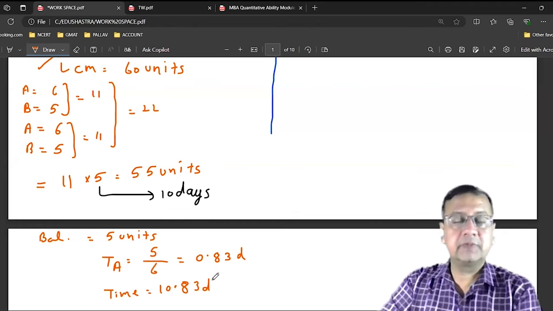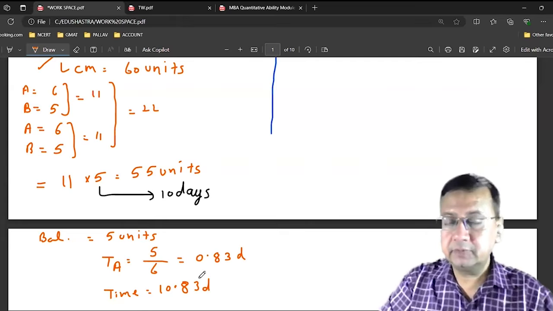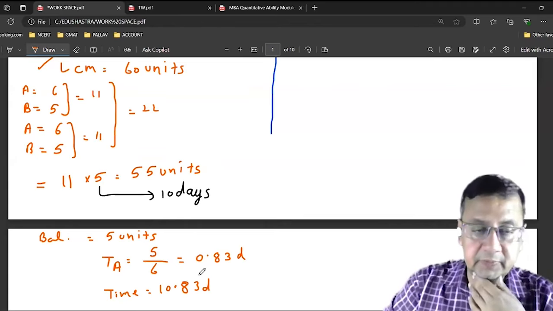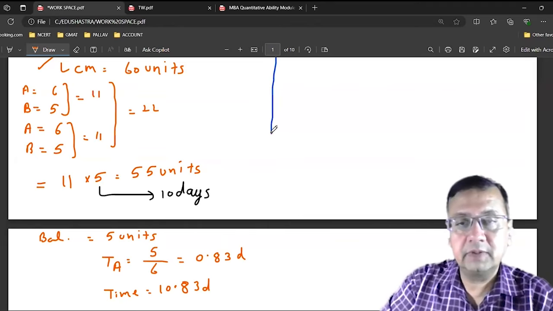So this is the reason I am suggesting to try to memorize tables, squares, cubes, percentages, etc. Right? Now come to the other part.